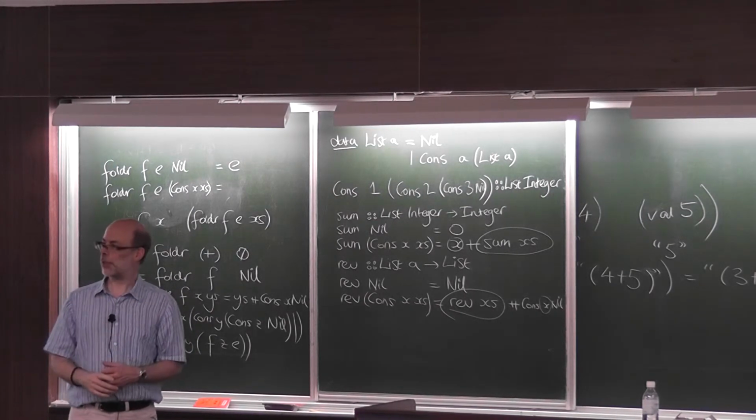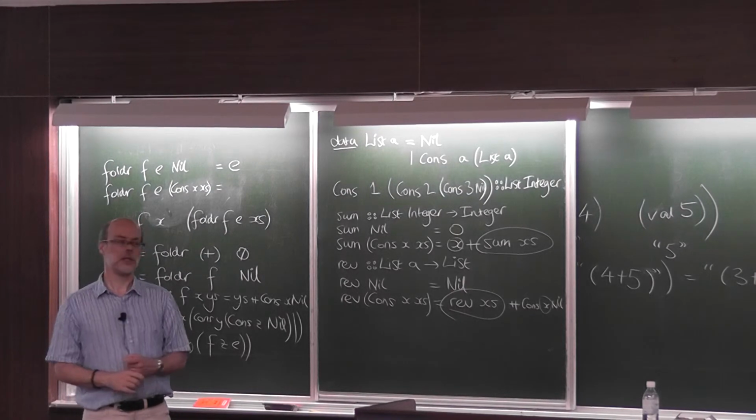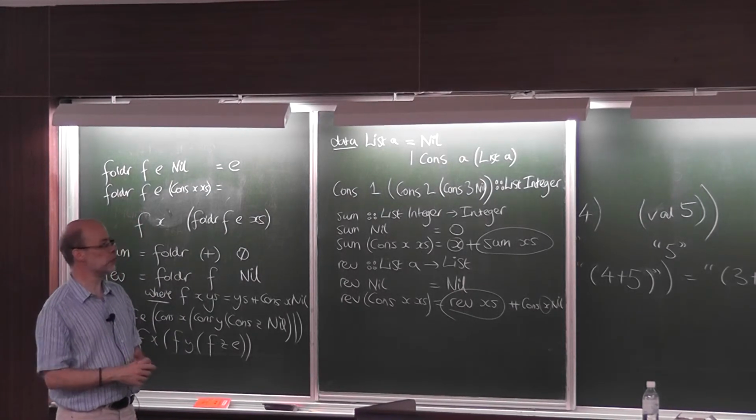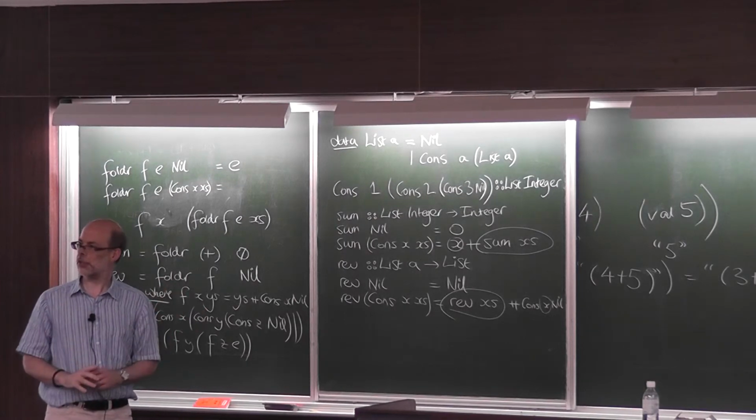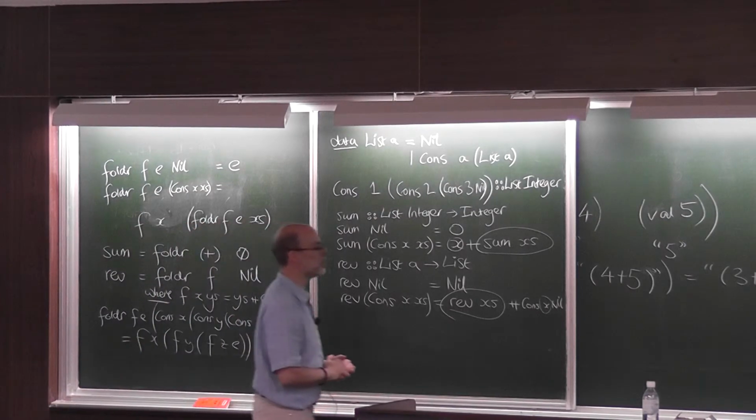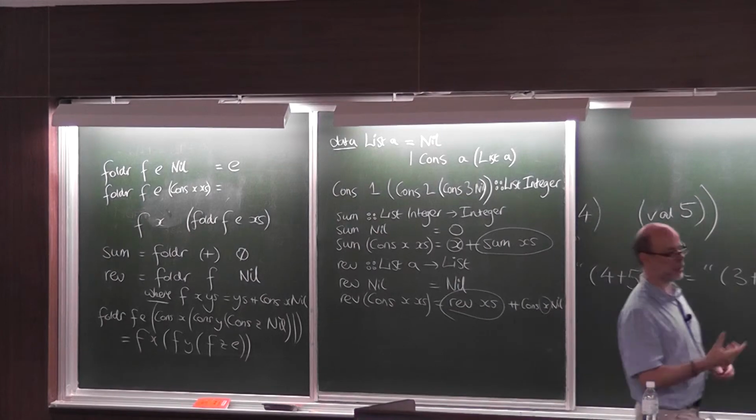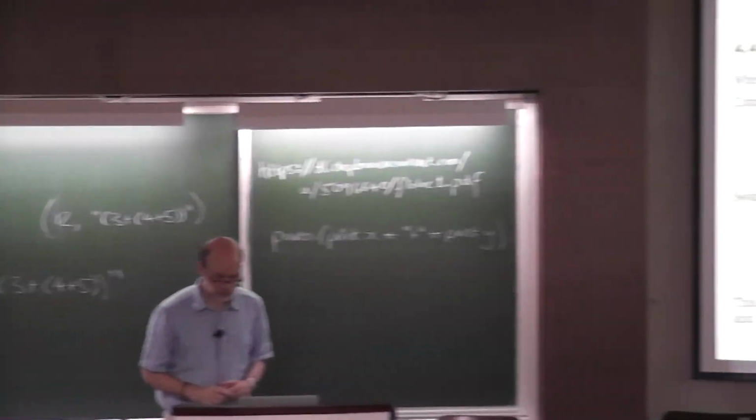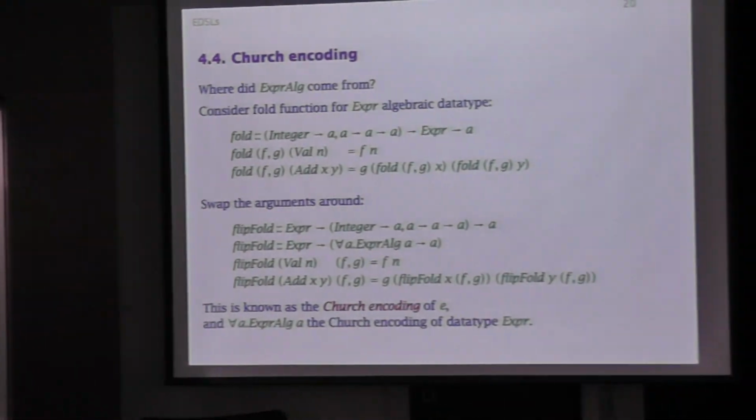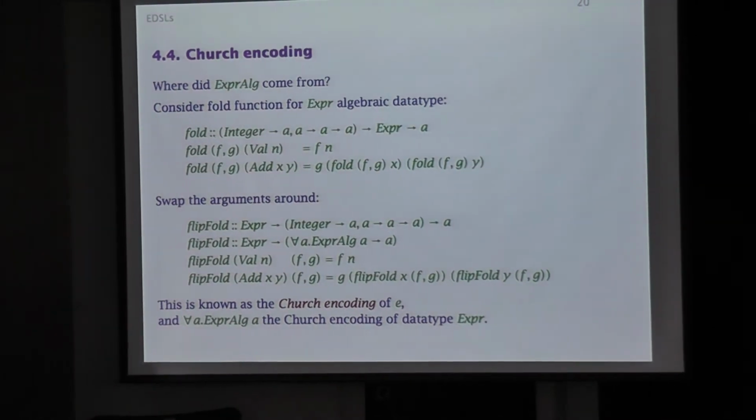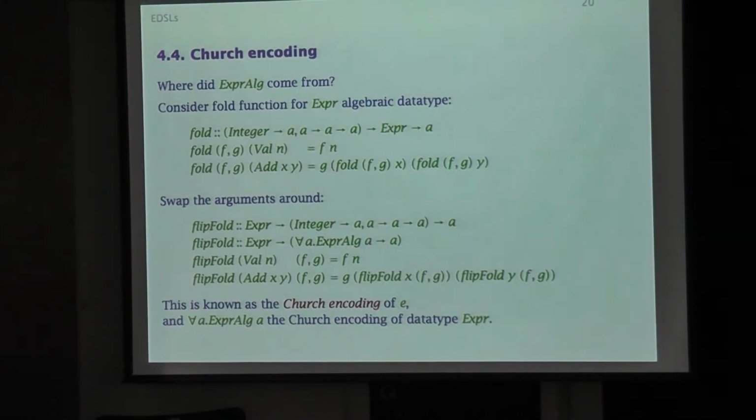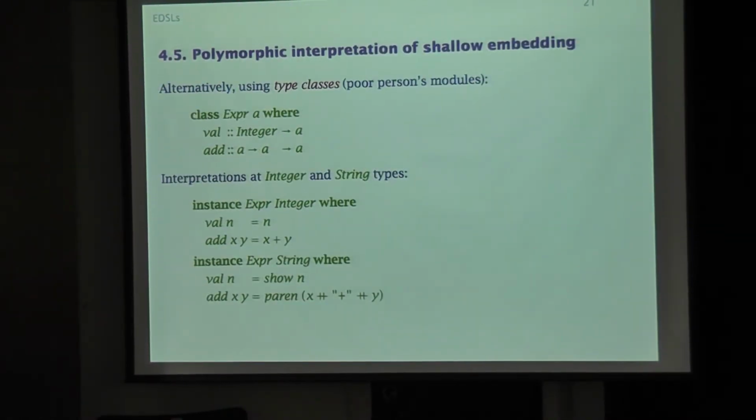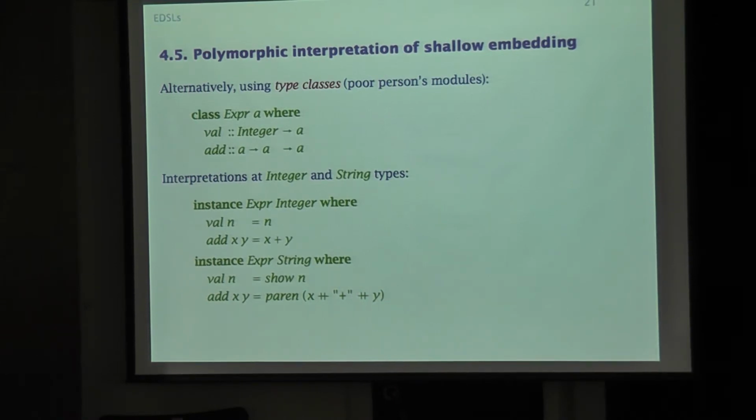The paper's on my webpage. It's called Folding Domain-Specific Languages, and you're welcome to find it. If you Google Jeremy Gibbons, you'll find me first. I'm the most famous Jeremy Gibbons in the world, and you'll find my webpage and you'll find that paper on it. I think that's what I was going to say. There's another way of doing it, which I won't get into here. So I'm going to stop talking now.